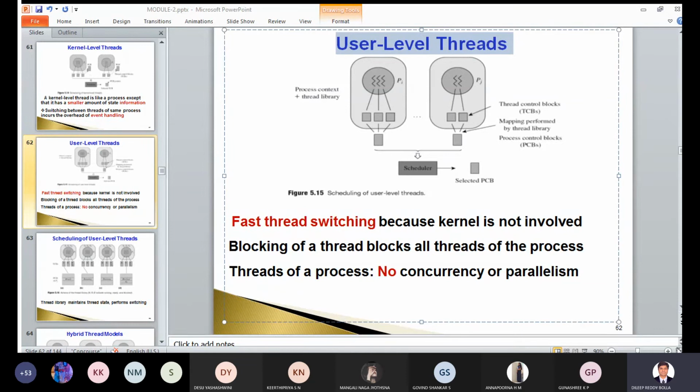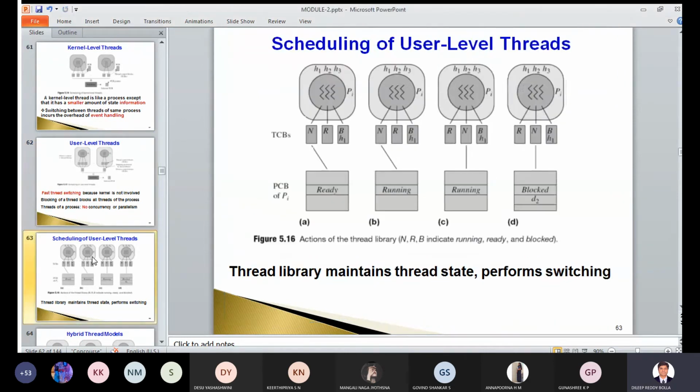So let us see an example of how scheduling happens in user level threads. In this example, the thread library manages three threads. You can see three threads, right? We have process P1, and this process P1 will have three threads inside it: thread 1, thread 2 and thread 3.